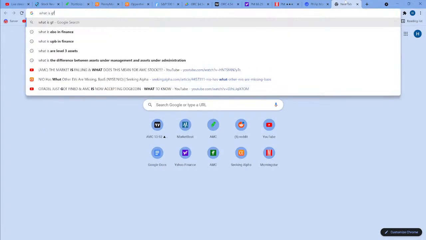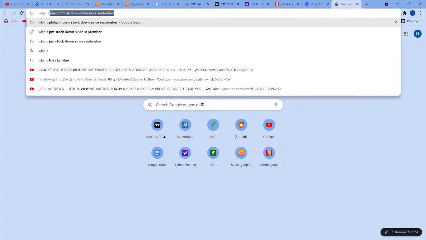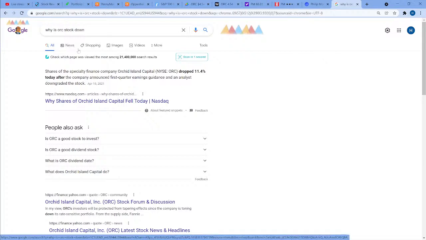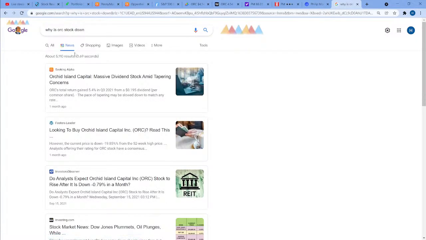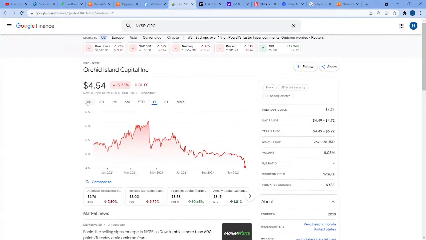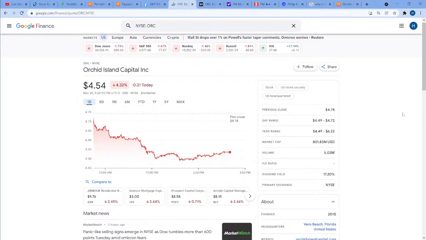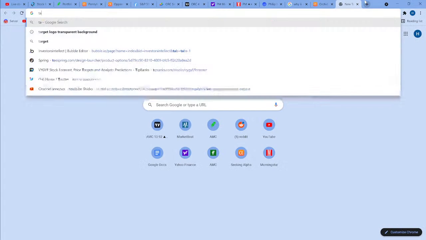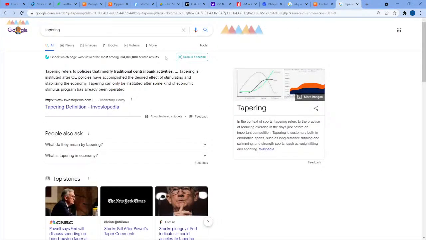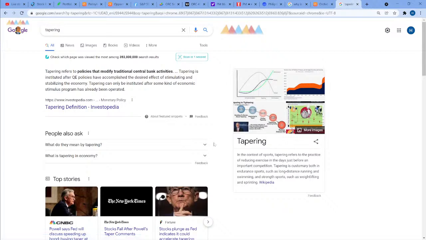Sorry about that noise. What is going on? All right, this was back in April, though. Massive dividend stock. Tapering concerns. They also talked about that today. So stock down today. Yeah, that's probably got something to do with it. Tapering. For those of you who do not know what tapering is, it's like the slowing down of, tapering right here.